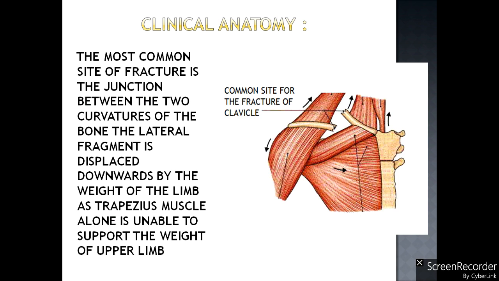Clinical anatomy. The most common site of fracture for the clavicle is the junction between the lateral one-third portion and the medial two-third portion, being the change of the curvatures in both of them. The lateral fragment is displaced downwards because the weight of the limb cannot be supported by the trapezius muscle alone. So this fragment gets displaced downwards.